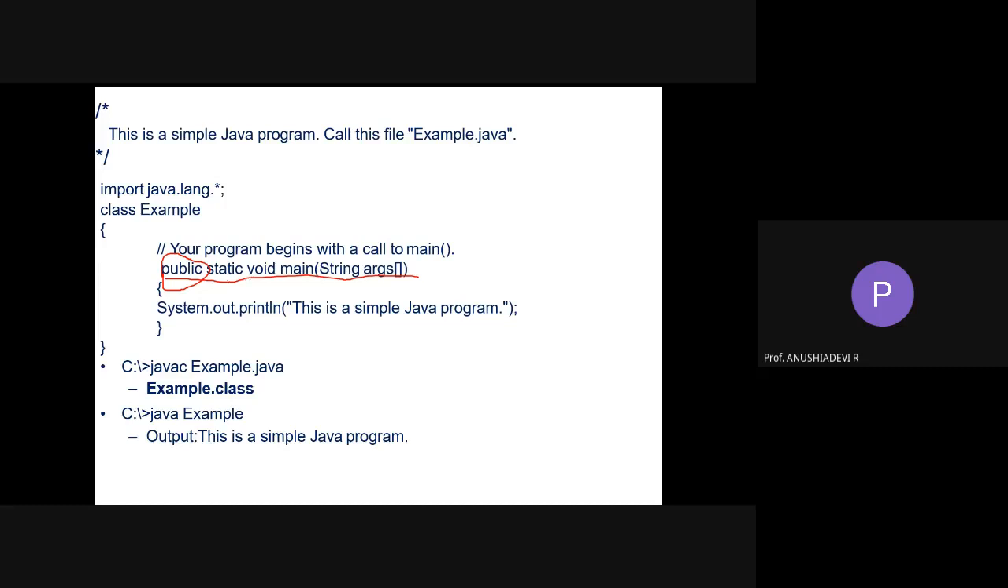And what is the purpose of void? This main function does not return anything. So that's why it is void. In C++, two types of main functions are there. Have you remembered that? Two types of main functions are there.